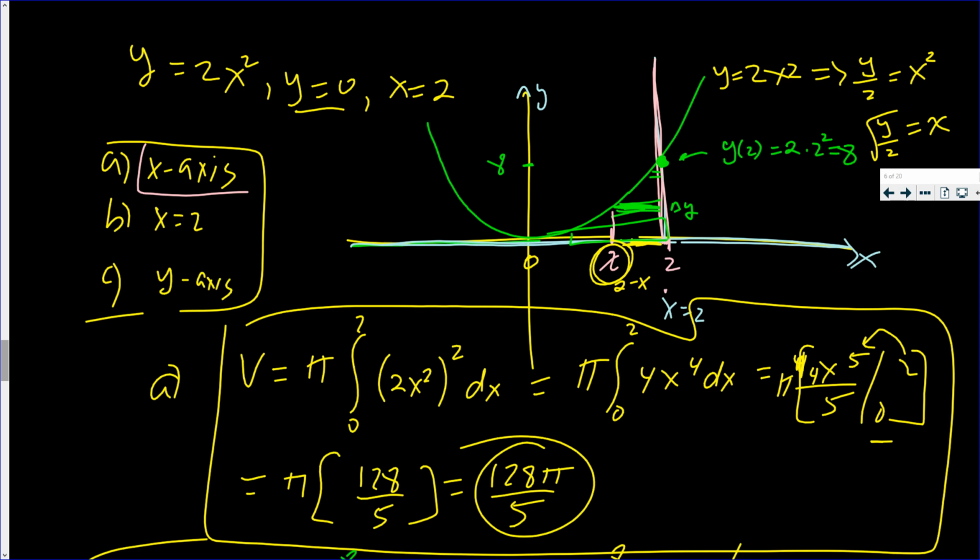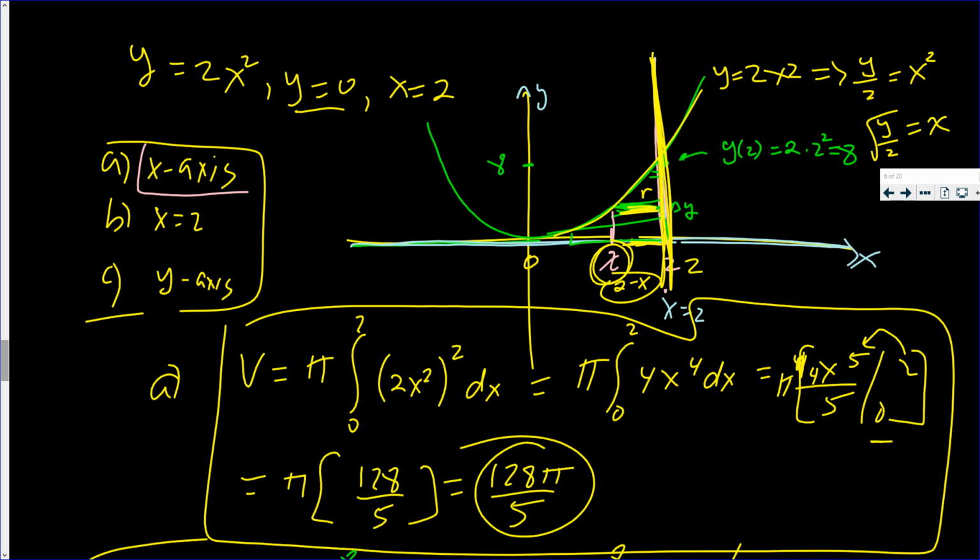I know I didn't, but if I'm revolving around x equals 2, this curve, well, then that's going to be the radius. I don't know what I was thinking about. That was part B. X equals 2. We're revolving around x equals 2 because that's the radius, and the radius is 2 minus x. Okay. Now we're going to revolve about the y-axis. That's a very big mistake.